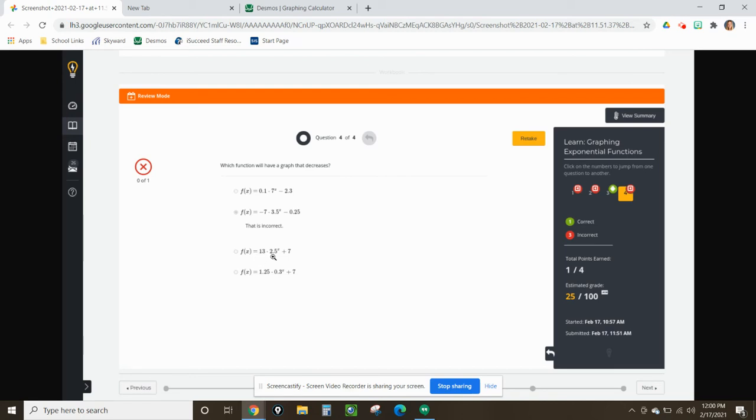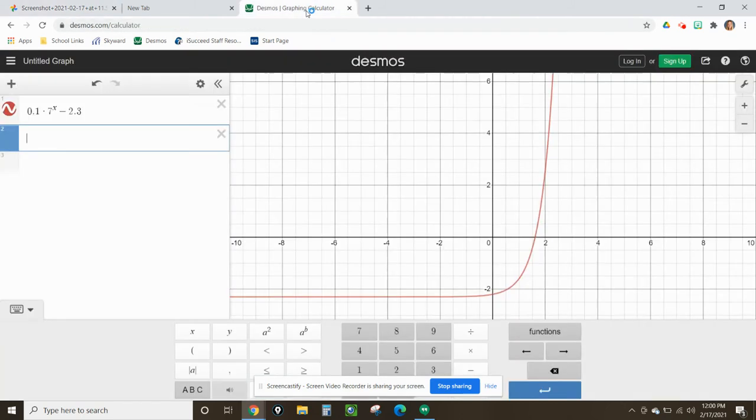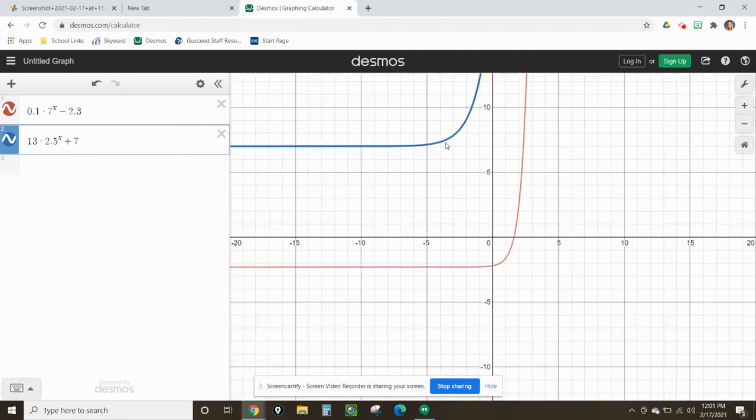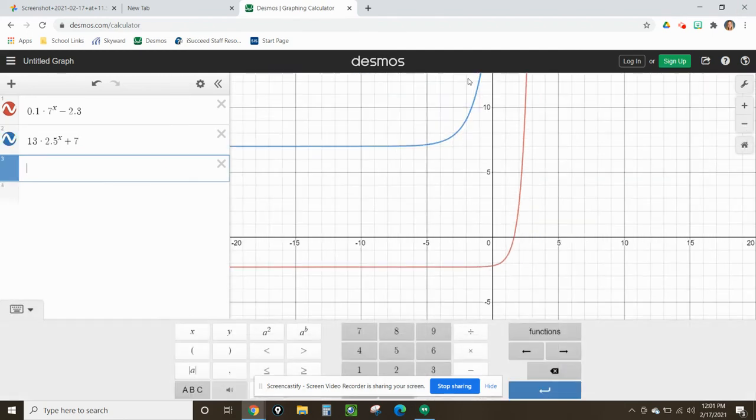13 times 2.5 to the exponent of x. And it was 7. So I'm going to have to zoom out to see this graph. There it is, but it's increasing, so that's not going to be it.